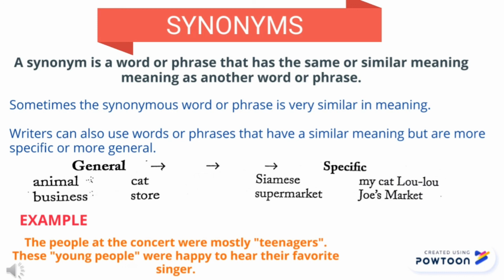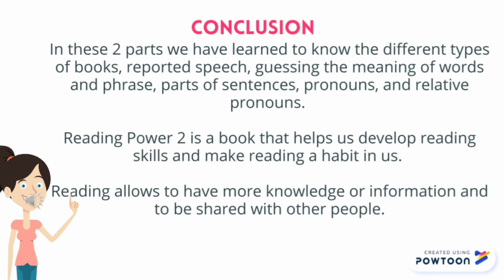Writers can also use words or phrases that have a similar meaning but are more specific or more general. For example, general: animal; specific: Siamese or my cat Lulu. General: business, store; specific: supermarket, just market.